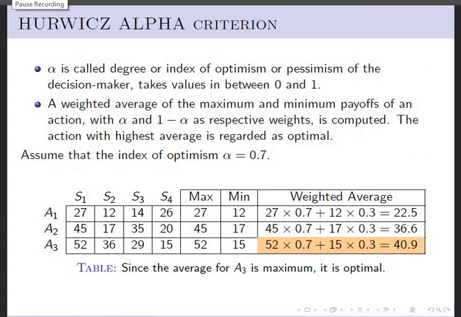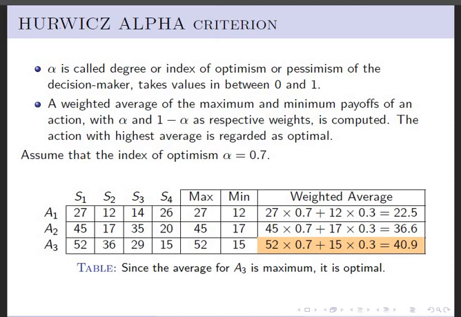The HURWICZ criterion is defined to reflect the decision maker's attitude ranging from most optimistic to most pessimistic. Here, alpha is known as the index of optimism or pessimism of the decision maker, which takes a value between 0 and 1. Let the index of optimism alpha be 0.7 for this table.